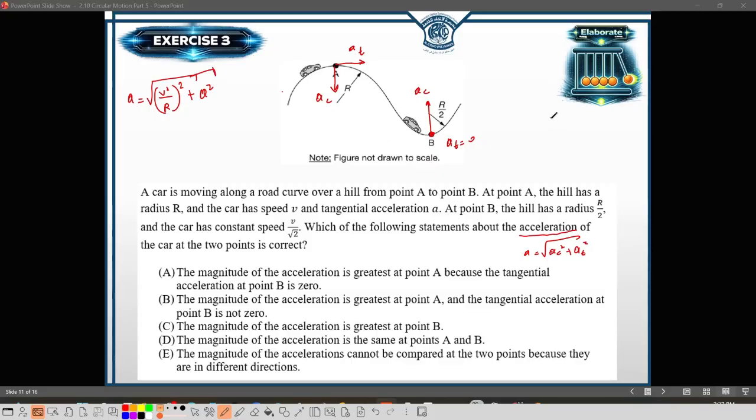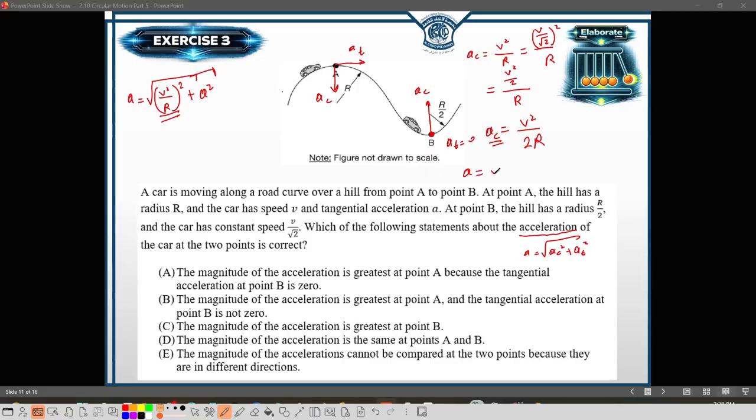What about the acceleration at point B? The tangential is 0, and the centripetal acceleration is v squared over r. Now v squared itself is written as (v over radical 2) squared, and we can write it as v squared over 2 over r. We can press the 2 down to the bottom, and we'll get 2r. So the centripetal acceleration here is less than the centripetal acceleration at A because v squared over r is divided by 2.